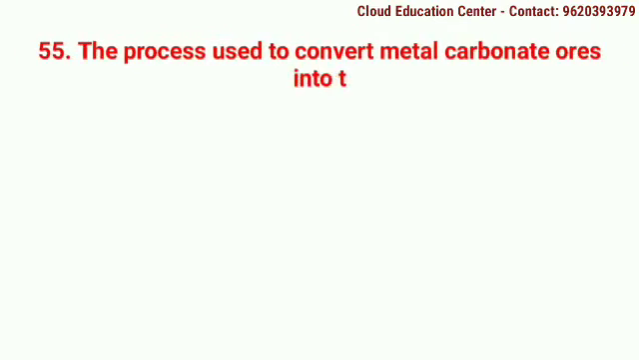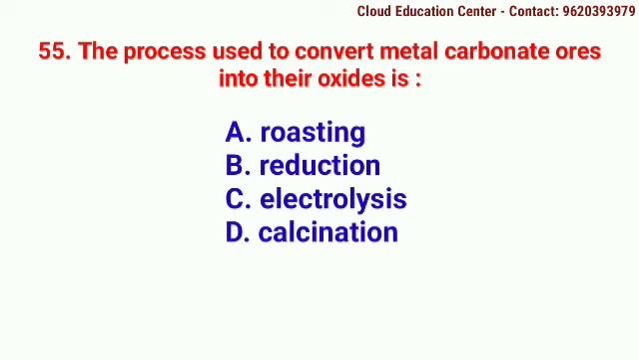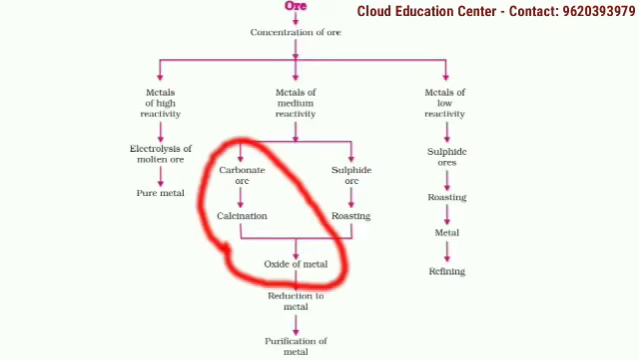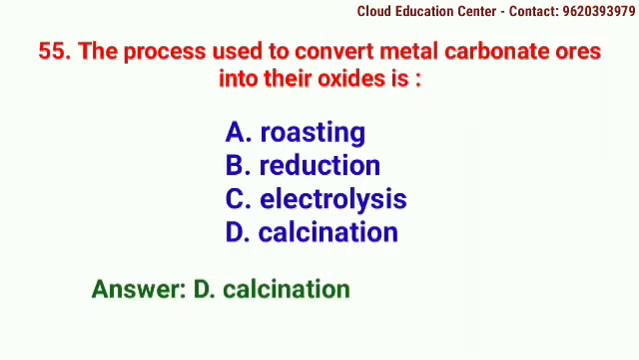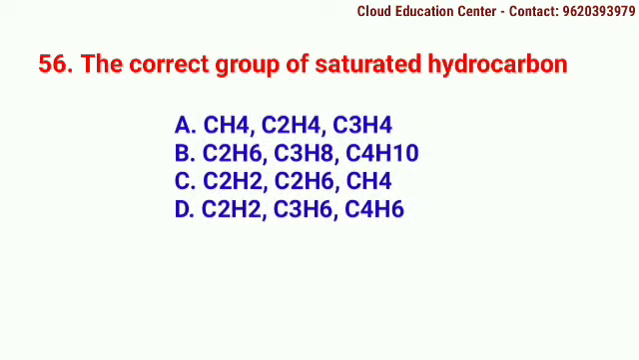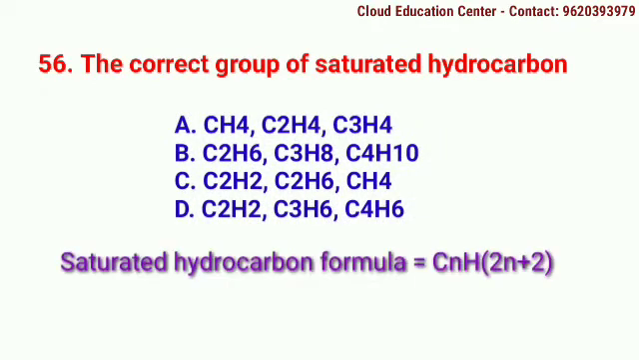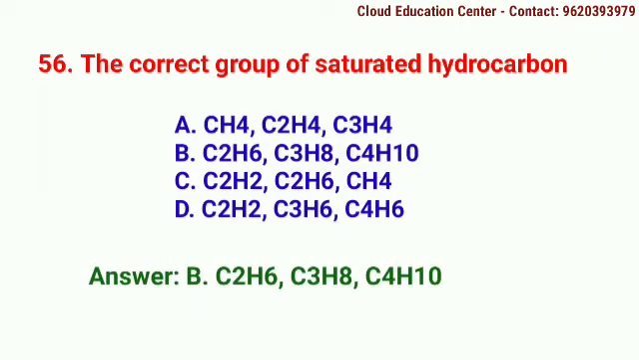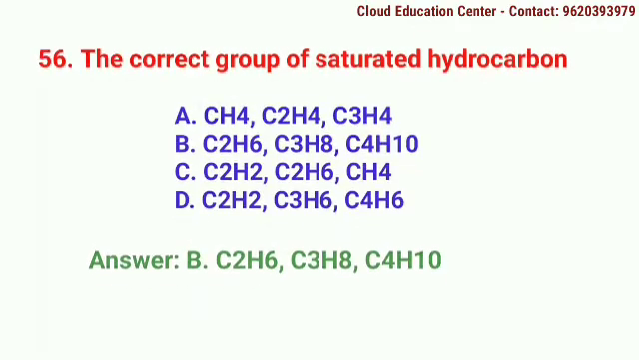The next question is, the process used to convert metal carbonate ores into their oxide is. There are four options. The picture which is getting displayed on the screen, based on that, option D, calcination is the correct answer. The next question is, the correct group of saturated hydrocarbon. There are four options. If you see the saturated hydrocarbon formula, that is CnH2n plus 2, based on that, option B is the correct answer.